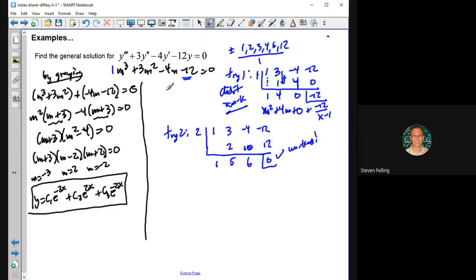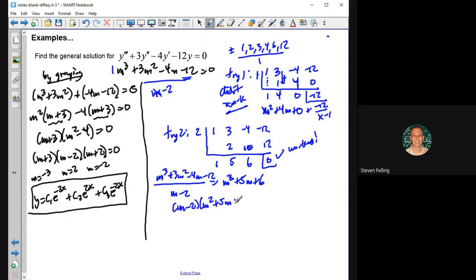That means that if you take this and you divide it by x minus 2, in fact, let me write that, or m minus 2. If you take m cubed plus 3m squared minus 4m minus 12, and you divide it by this m minus 2, you get this polynomial here, which is m squared plus 5m plus 6, and there's no remainder. So that divided out. That means this is a factor. So that means that we can write this polynomial as m minus 2 times m squared plus 5m plus 6.